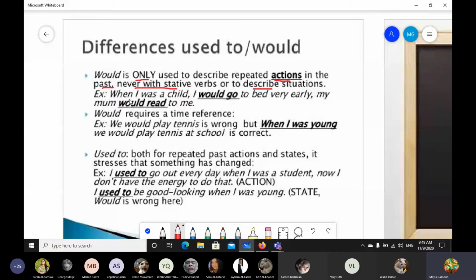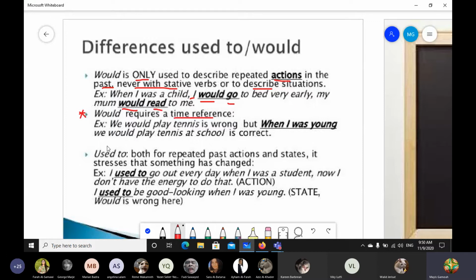خلونا ناخذ examples. When I was a child، لما أنا كنت a child، I would، طلعوا هنا subject and would and then the verb in the base form. I would go to bed very early، مبكرا جدا. My mom would، برضه my mom، she would read to me. Read برضه هنا اجت in the infinitive form to me. الwould هنا، this is an important note برضه: would requires a time reference، مرجع زمني.